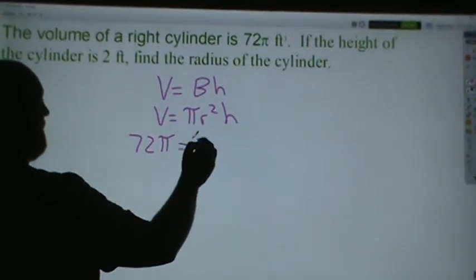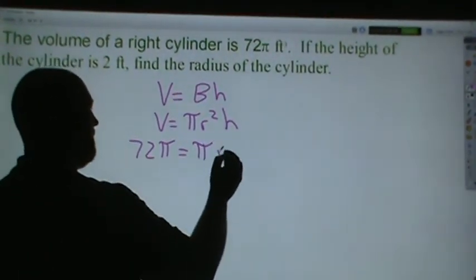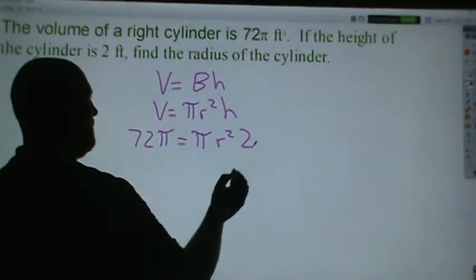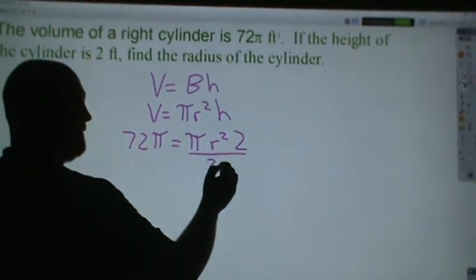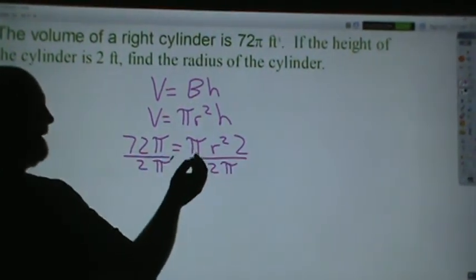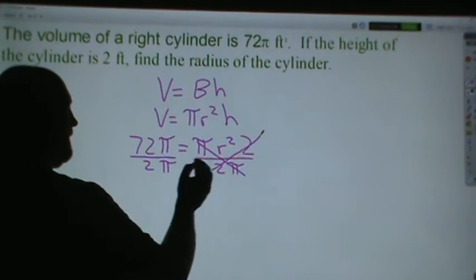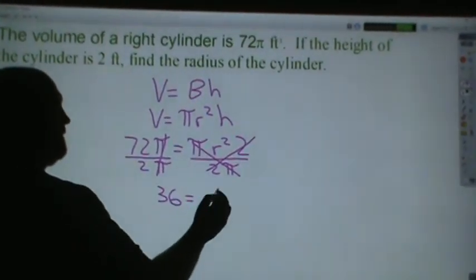I still have my pi. In this case, they give me the height is 2 feet, so I'm going to have r squared times 2 for the height. I'm going to get rid of the pi and the 2 by dividing by 2 pi on each side. When I divide by 2 pi, the pi's cancel, the 2's cancel, the pi's cancel over here. So I get 36 equals r squared.